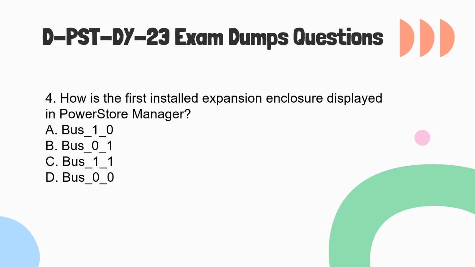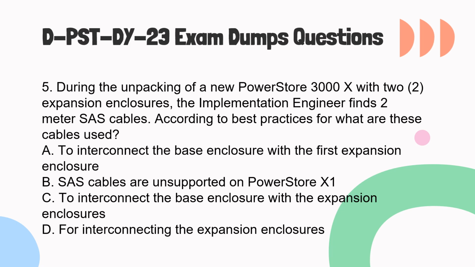4. How is the first installed expansion enclosure displayed in PowerStore Manager? A. bus_1_0. B. bus_0_1. C. bus_1_1. D. bus_0_0.